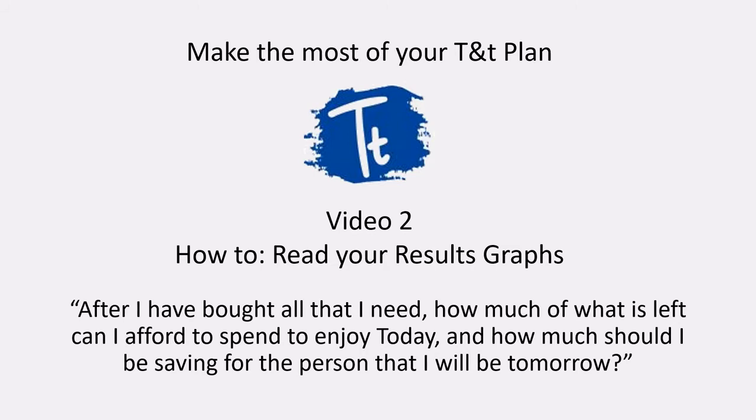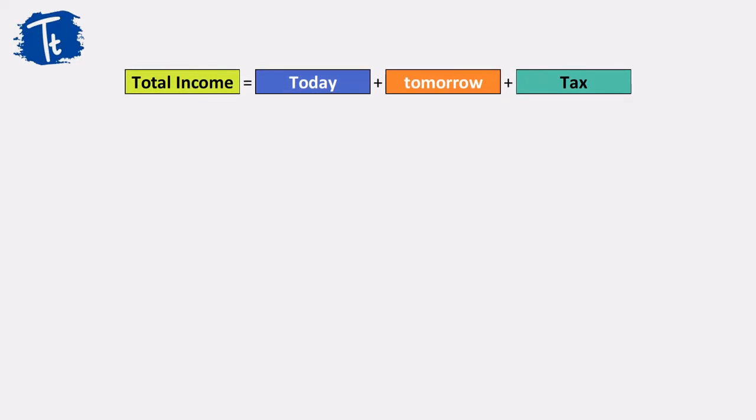You can view them individually, but they also work together collectively to answer the today and tomorrow question that asks, after I have bought all that I need, how much of what is left can I afford to spend to enjoy today, and how much should I be saving for the person that I will be tomorrow? The graphs are built around a fundamental building block of T&T, which is that you can only do 3 things with your income: spend it on today, save it for tomorrow, or pay it in tax.